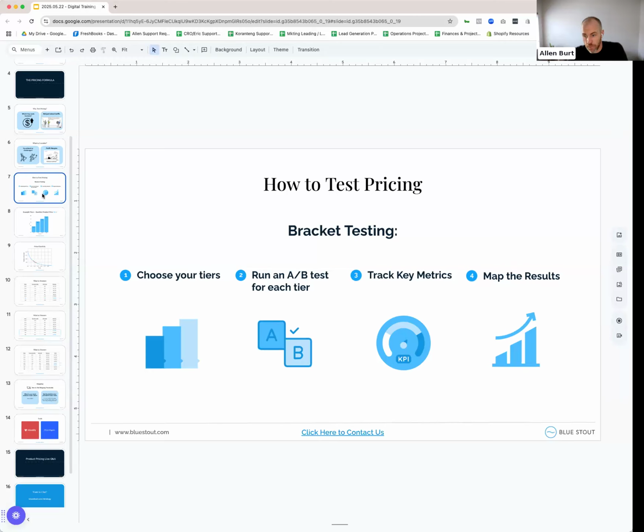So you think about just a very simple 4-step framework here. Choose your tiers, run A/B tests for each tier, track those metrics, and then map the results so you can specifically see the impact at each incremental increase or decrease.